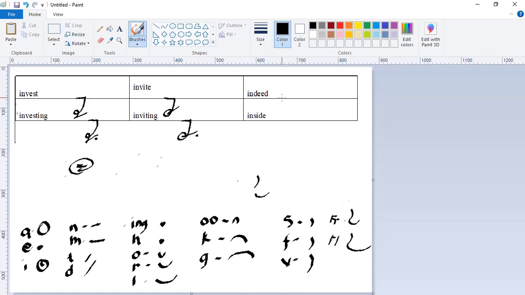And then, next, "indeed," we have "indeed." Ulit natin, bakit siya nagka-curve line? "Indeed." So, D-E-D yan. Next, "inside." "Inside." Ulit. "Inside." Okay? So, ayan. I think that's it.